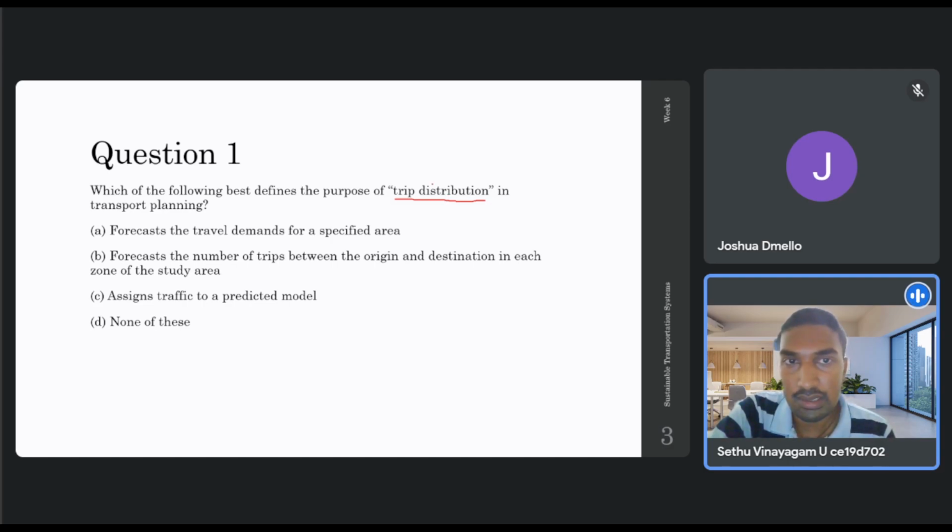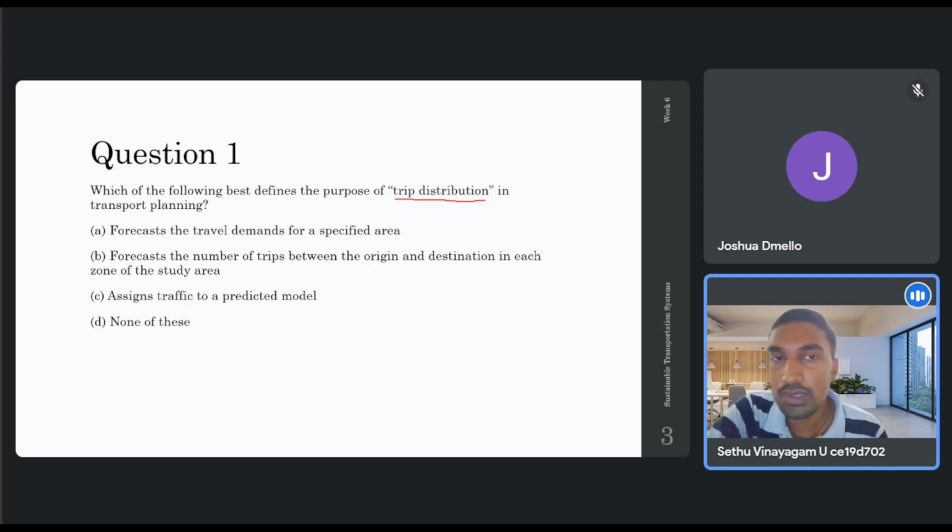As the name suggests, distribution, right? In the first step, we estimate the number of trips that are going to be generated and attracted to each zone in the study area. The study area is divided into different zones, and for each of these we estimate the number of trips that are going to be coming out and also coming into that particular zone. There we only know how many are going out, but we do not know to which zones these trips are being generated to. That is what happens in the second step, which is the trip distribution.